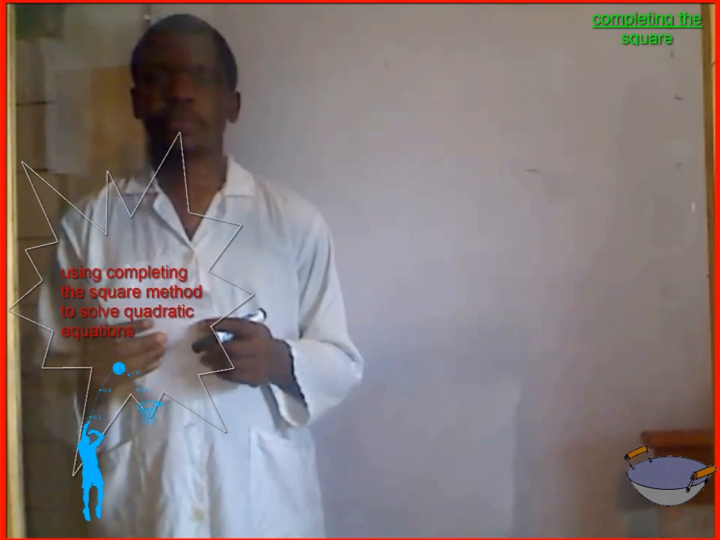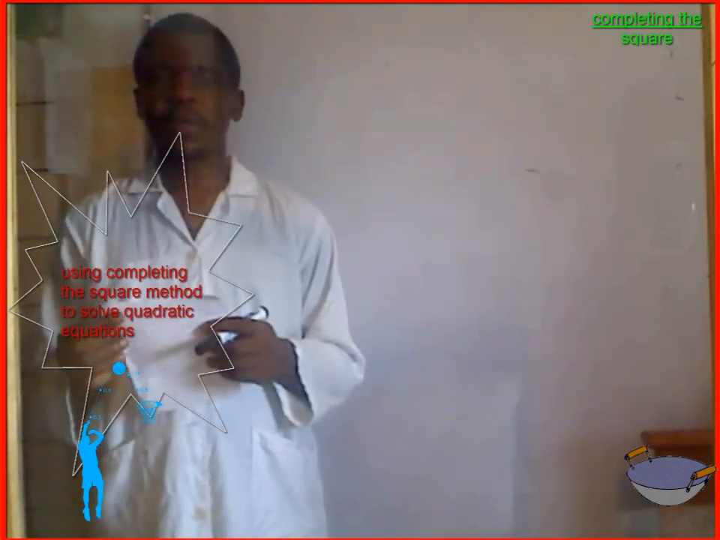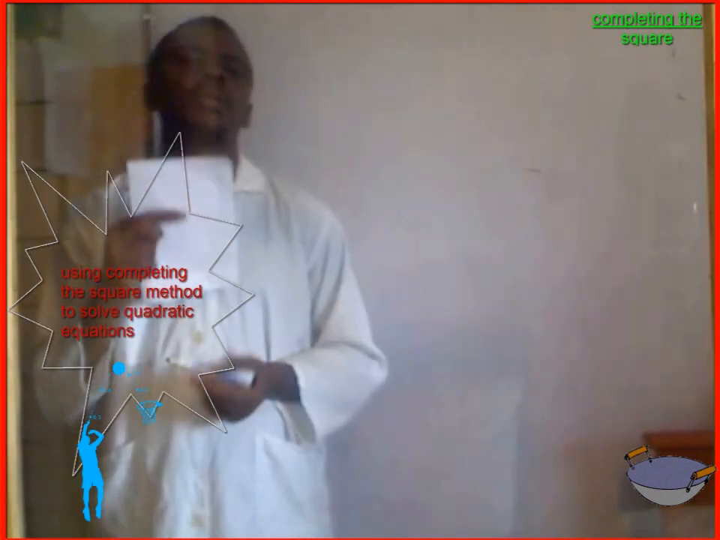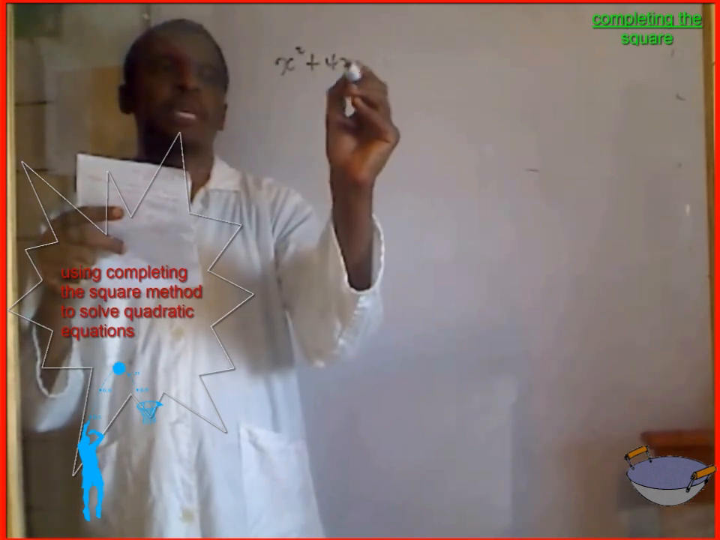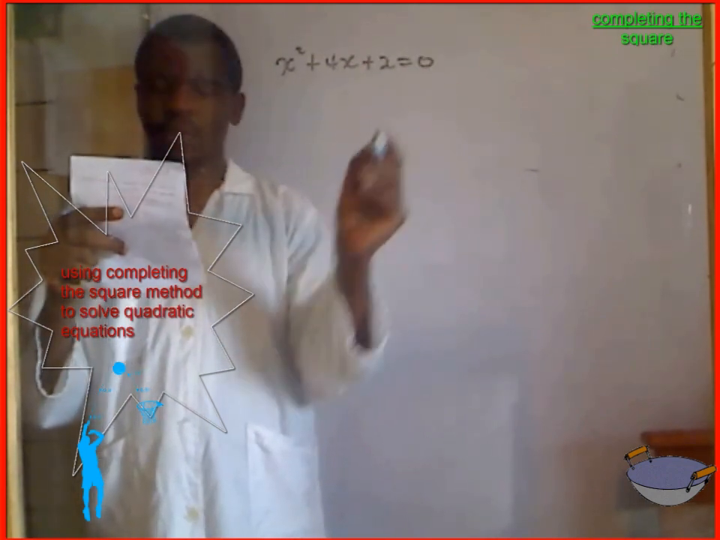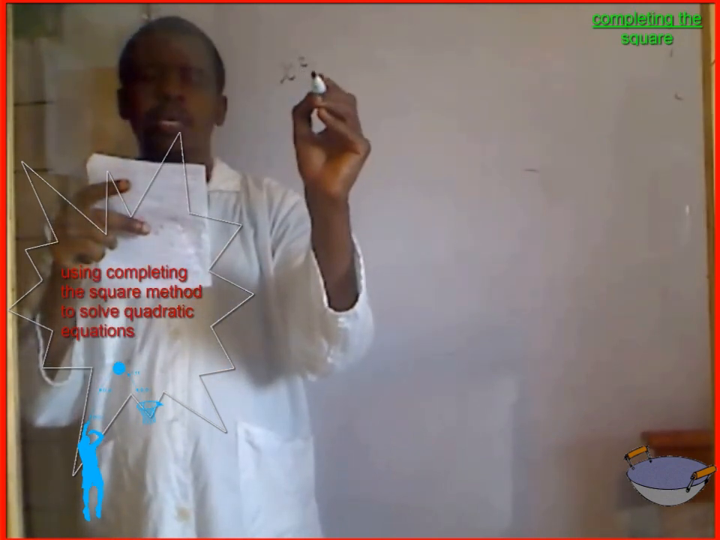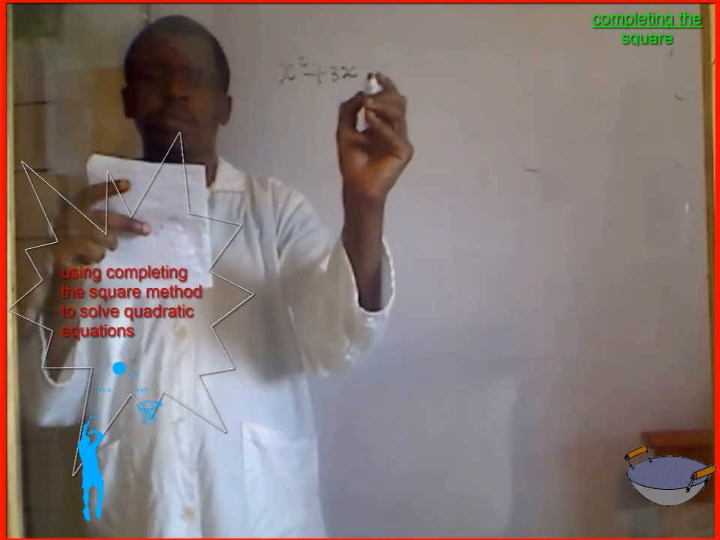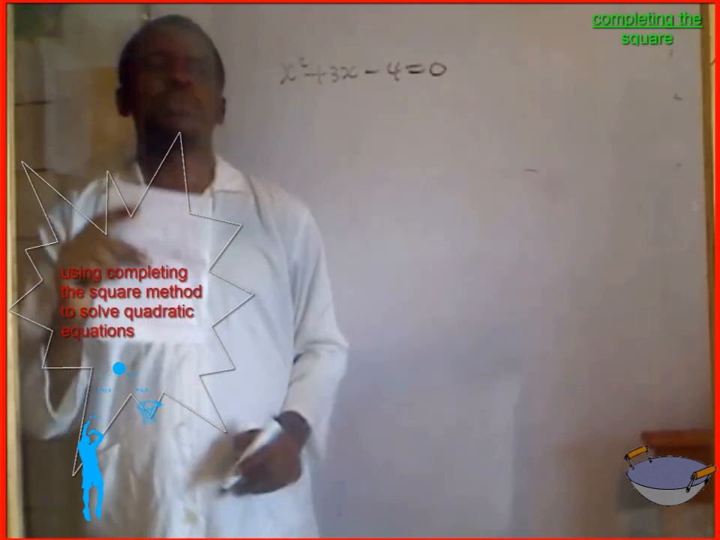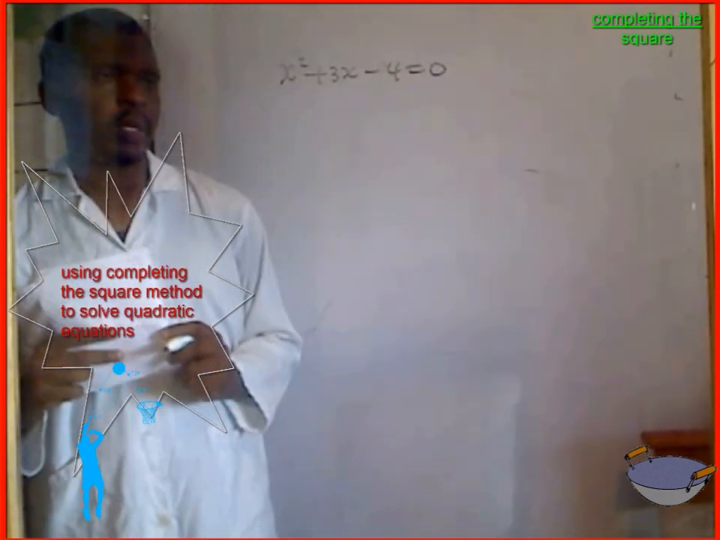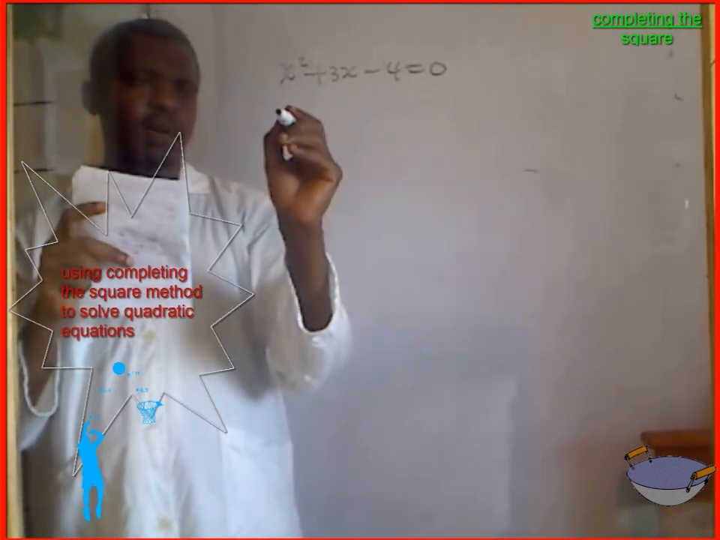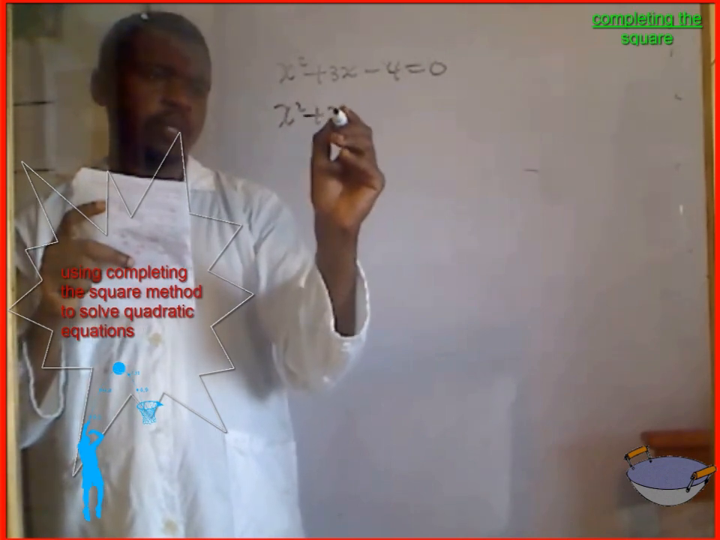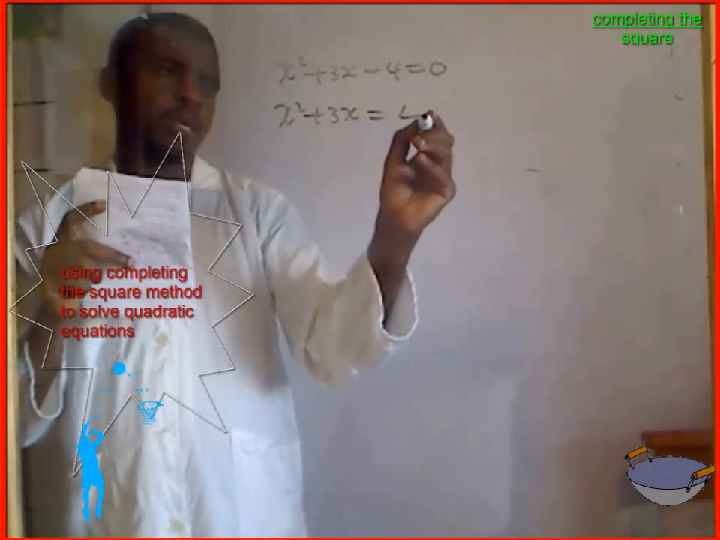Let's now see how we can solve quadratic equations by using the completing the square method. So let's start with this one here: x squared plus 3x minus 4 is equal to 0. Now the first step is to take the constant term to the other side. I'll have x squared plus 3x is equal to 4.